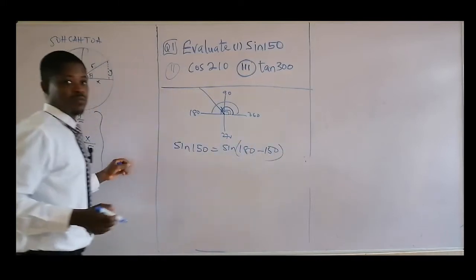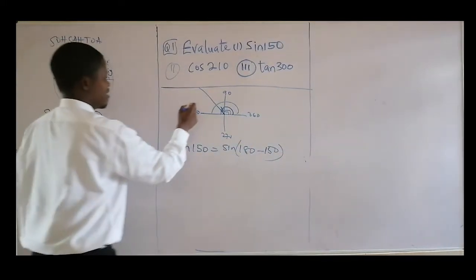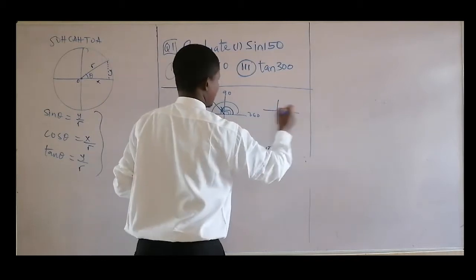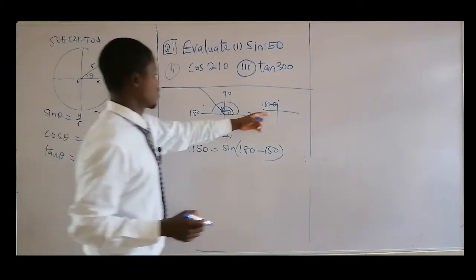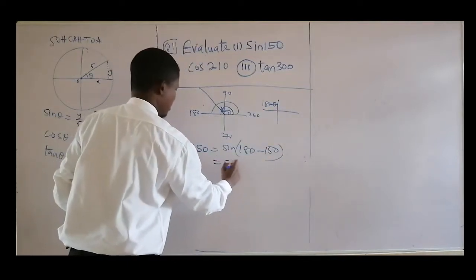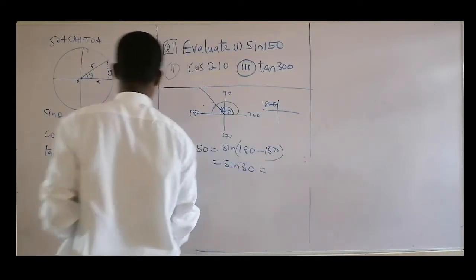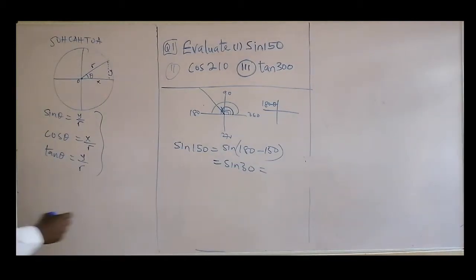So 180 minus 150. We said in the second quadrant it is 180 minus theta. So the theta you are given is 150. So that will be equal to sine 30. So that's that for that one. Sine 30.